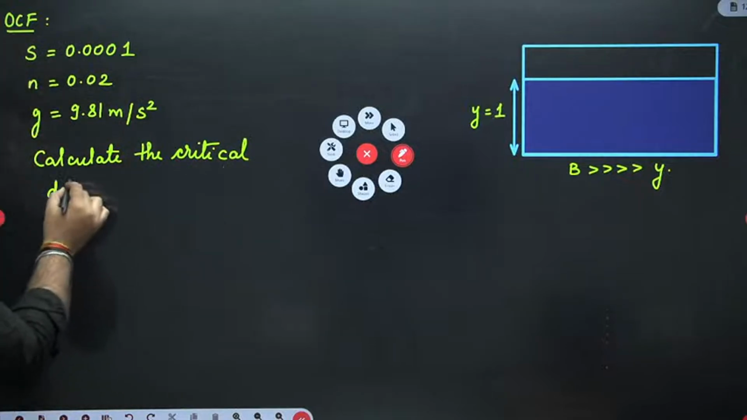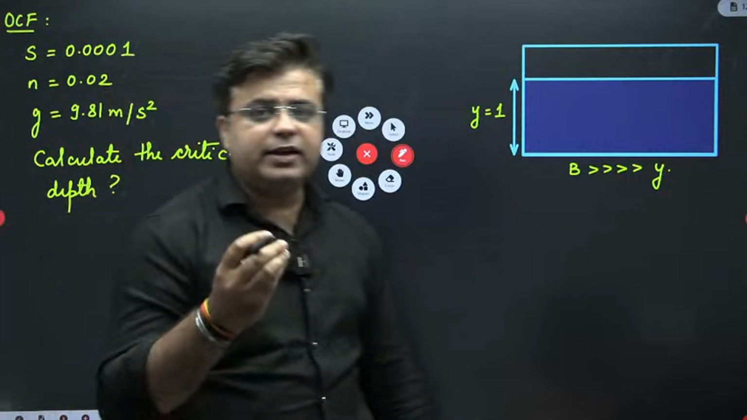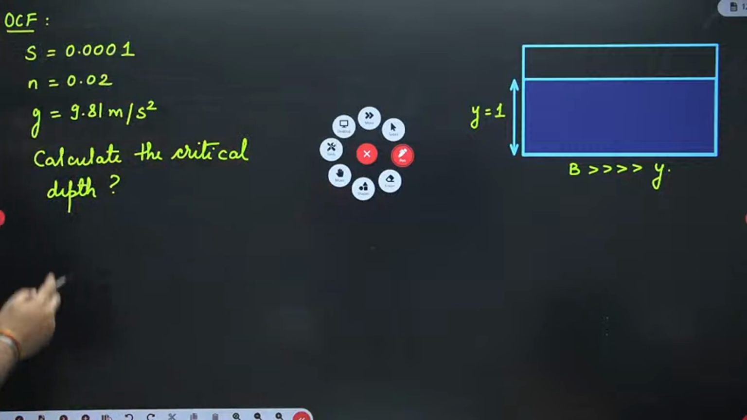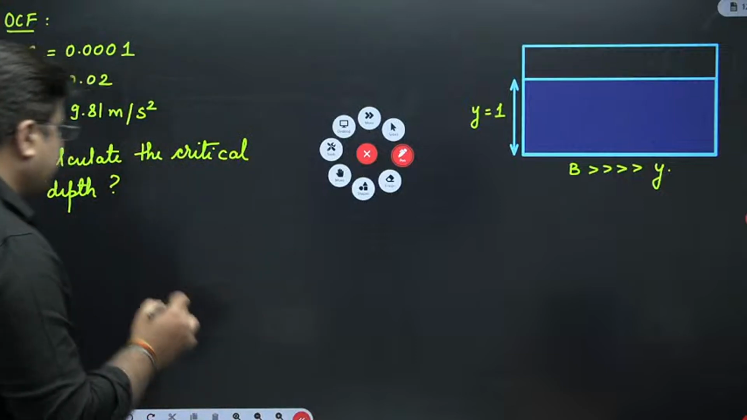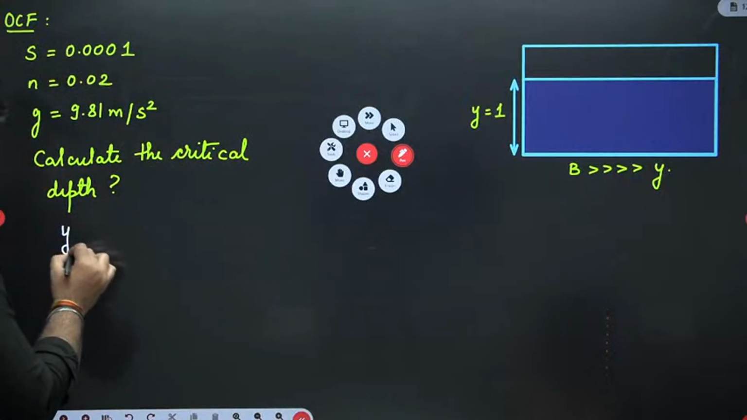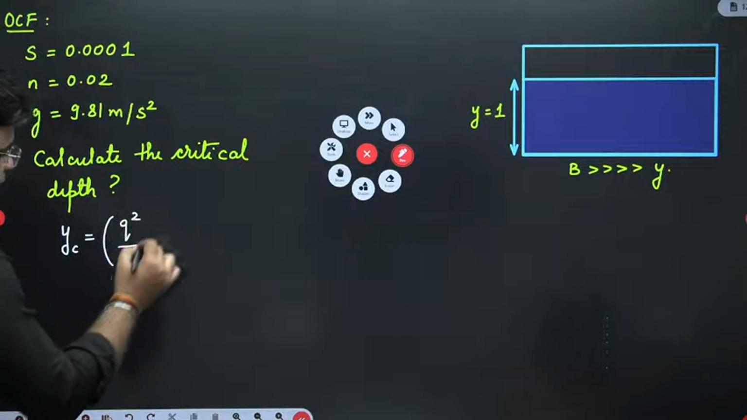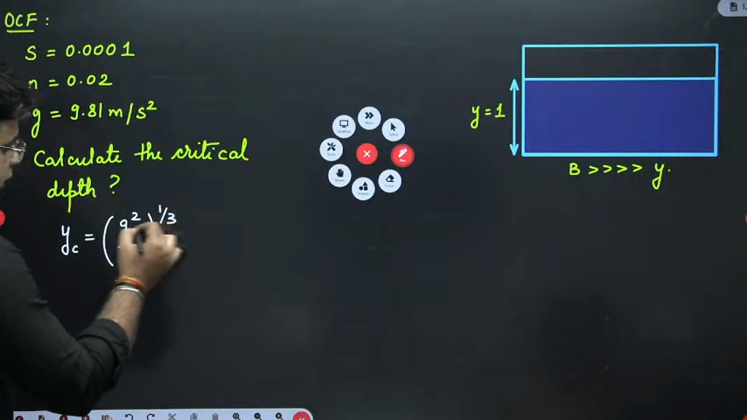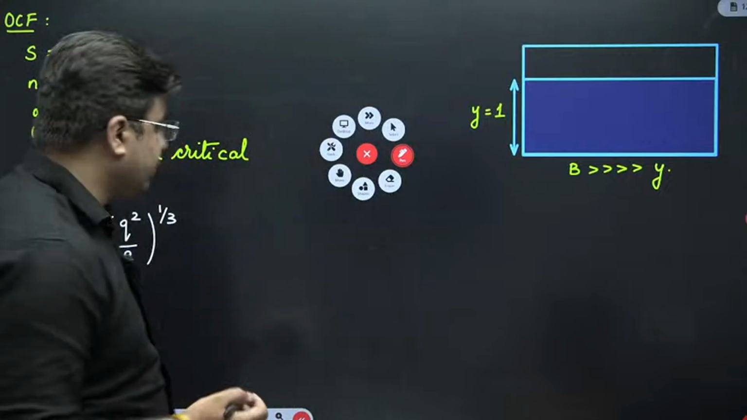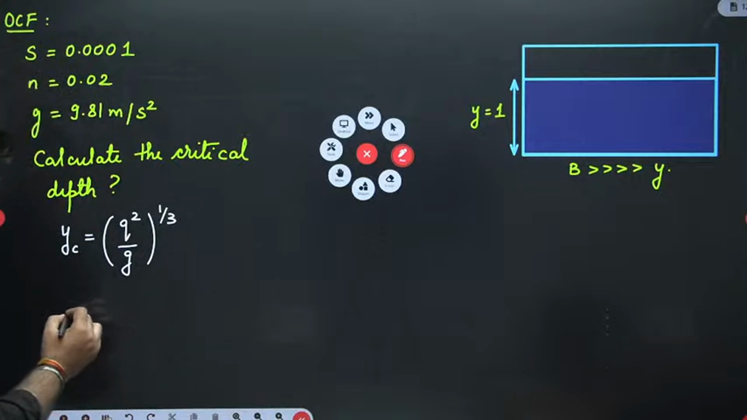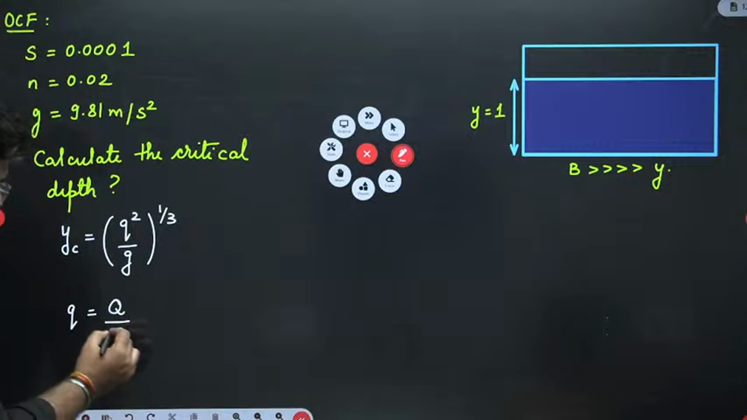As soon as you see this critical depth, only one formula should be striking your mind, that the critical depth for any rectangular channel, critical depth yc is equal to q square upon g whole raised to the power 1 by 3. Now this q square can be calculated very easily. Small q is the discharge per unit width, Q by B.